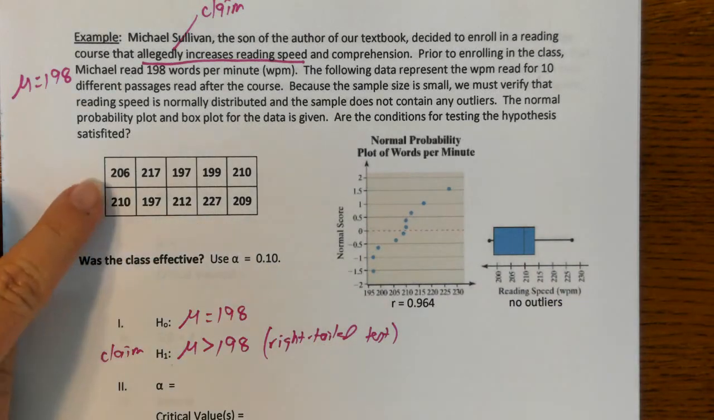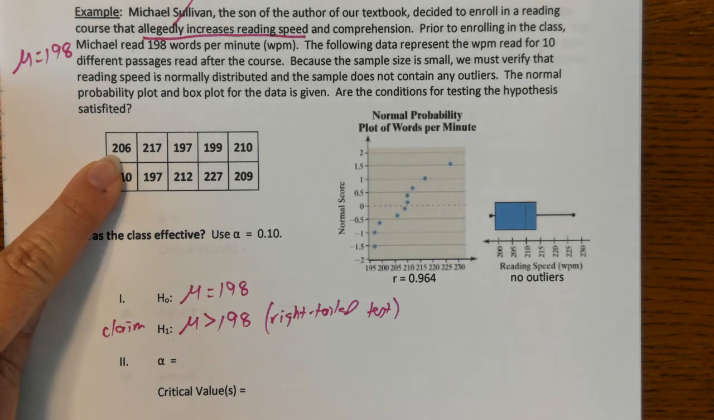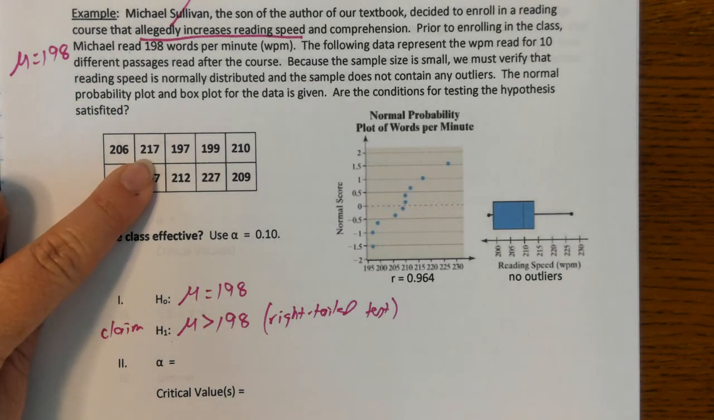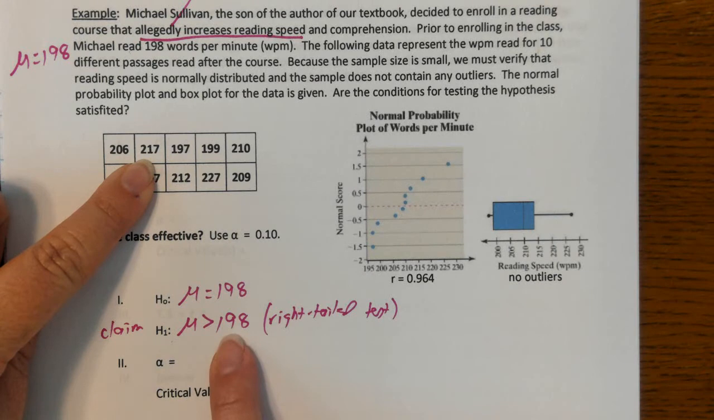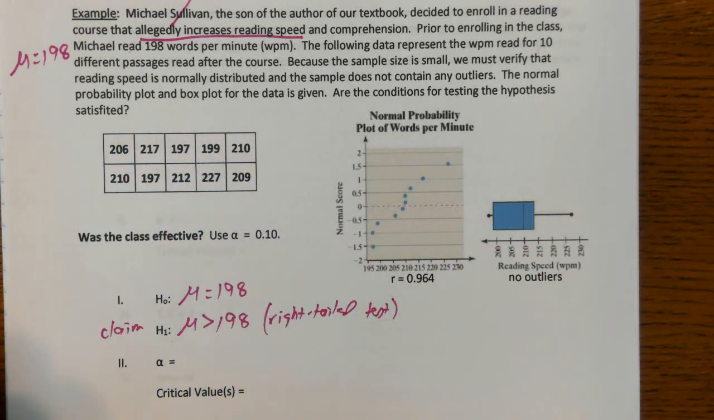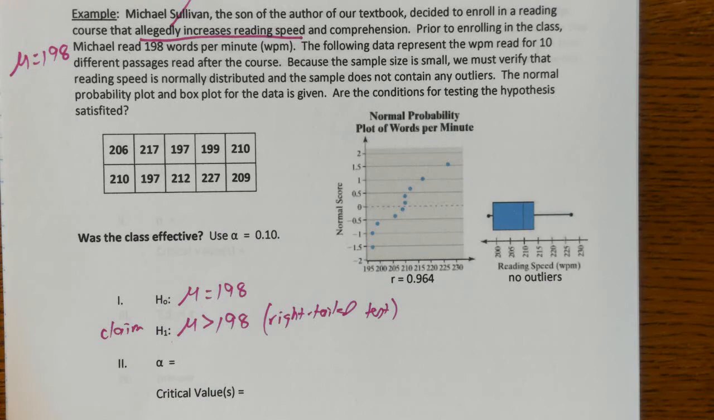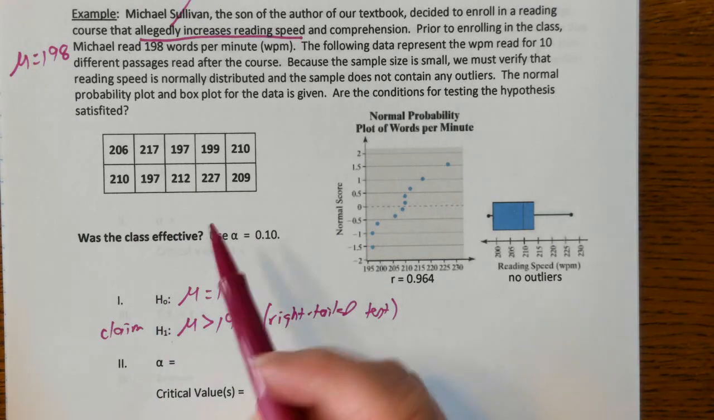Notice this first one, 206. That was definitely higher than the 198. Seems like maybe the class helped. The next one, look at that, 217. That's definitely higher. And then we get 197, and 197 is lower. I wonder if maybe that passage was really hard. Maybe it had a bunch of really big words in it, or it was a topic that was confusing for him and made him slow down. There's another 197. So we're not sure. Not all of these 10 passages were faster.